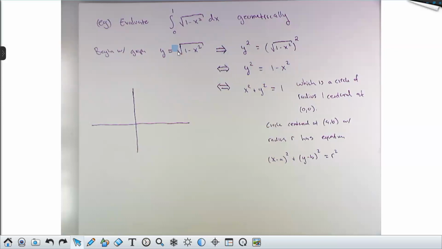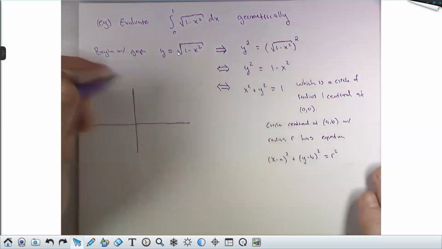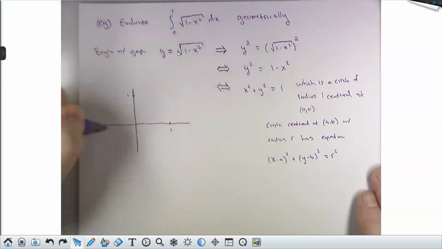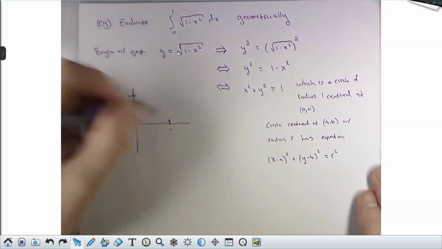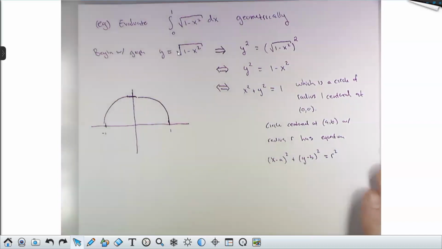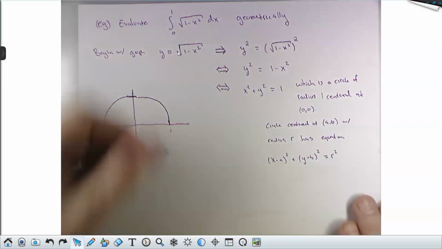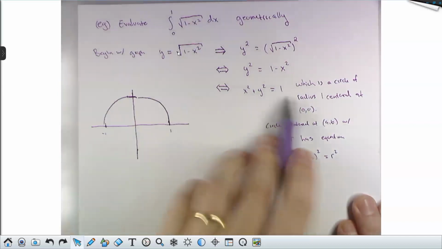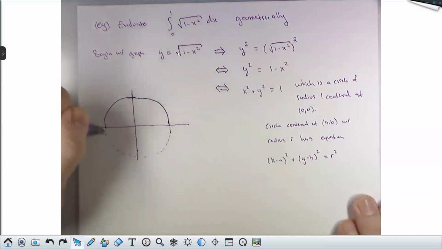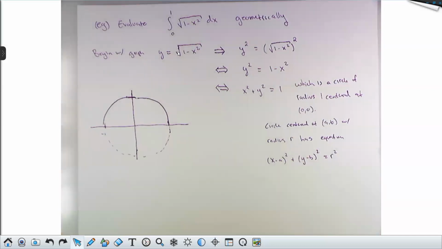I would get plus and minus this thing. So the graph of y equals square root 1 minus x squared, sorry for my bad art here, is really just the upper semicircle. The whole thing, x squared plus y squared equals 1, is the whole unit circle. But because we have the positive square root only, we just get the upper semicircle.